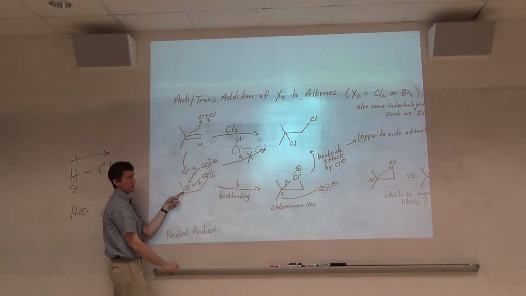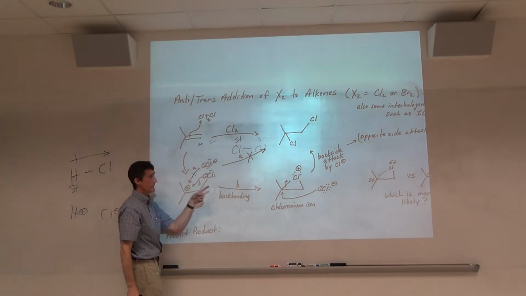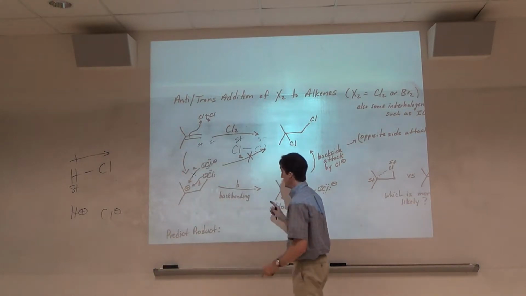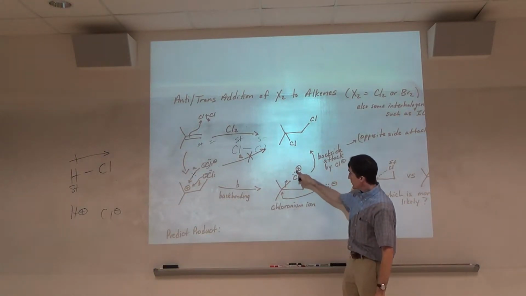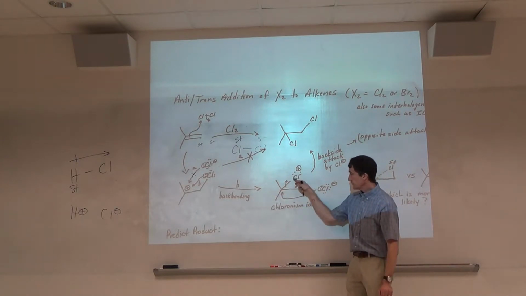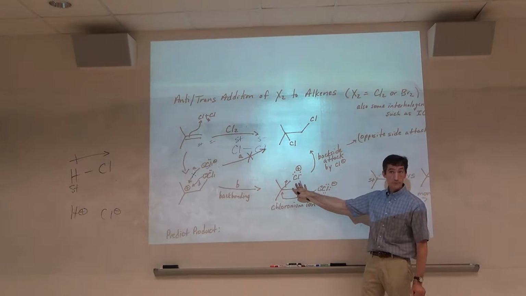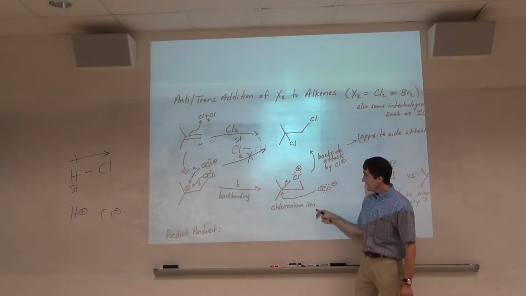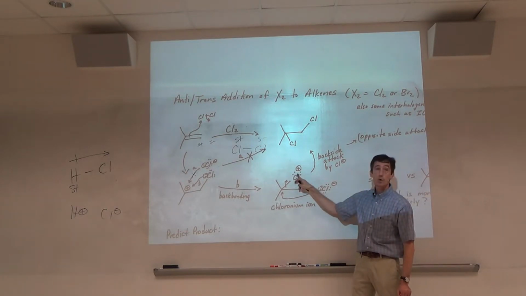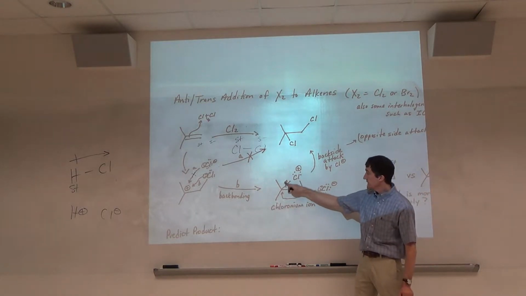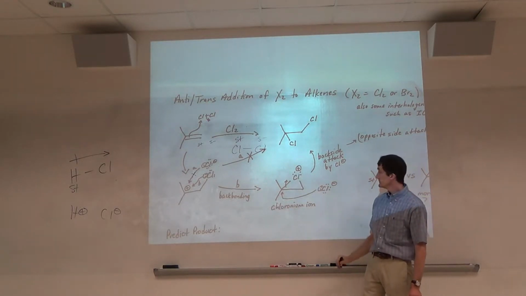And when that attacks, what do you get? You get a three-membered ring. The electron's bonded there, but now the chlorine has a positive charge. This three-membered ring, which has been observed, actually also by crystal structure, and we know this is formed, is called a chloronium ion. If it was bromine, it would be a bromonium ion. It's called a bridged three-membered ring with a halogen.